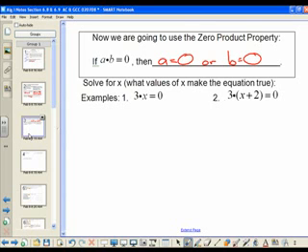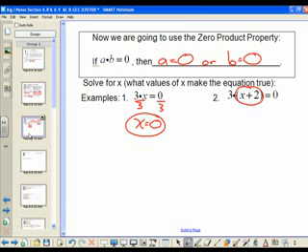So in this expression, here are some examples. If I have 3 times x equals 0, I want to know what x has to be. Well, if I divide both sides by 3, what's 0 divided by 3? 0. So in this case, x has to equal 0. But in this case over here, what has to equal 0? X plus 2 has to equal 0.